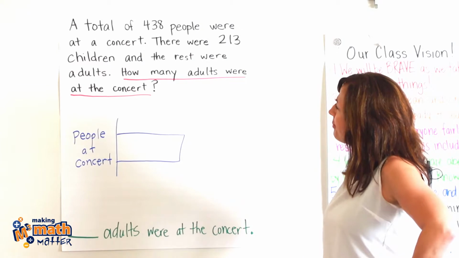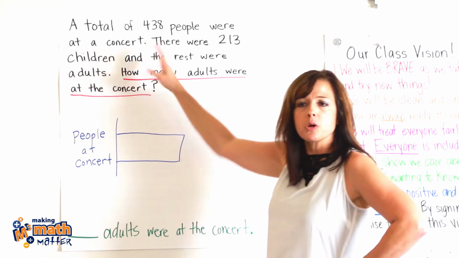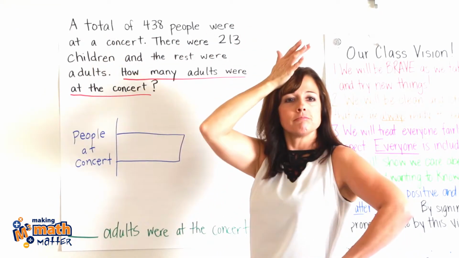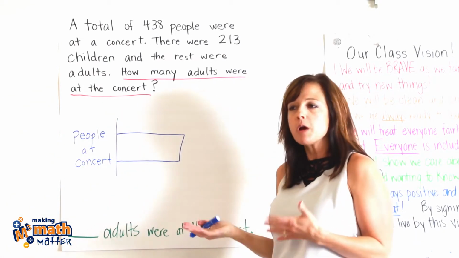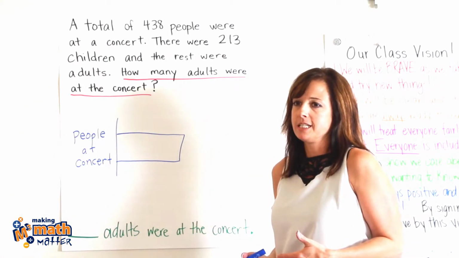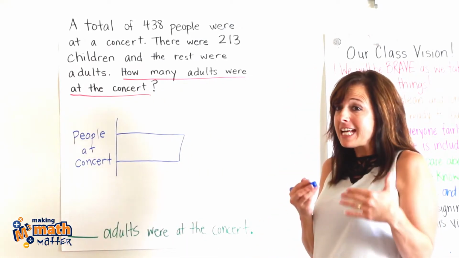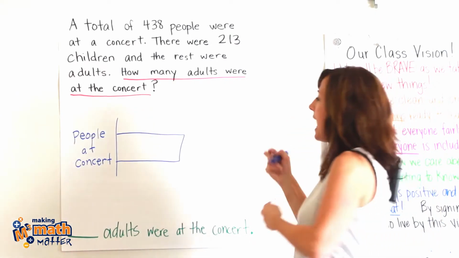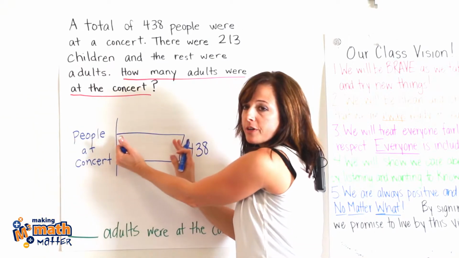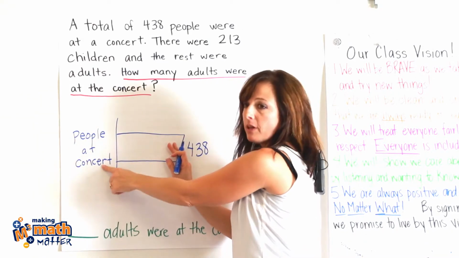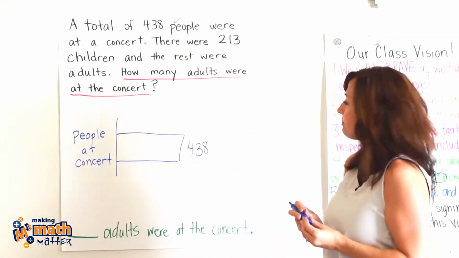So, do I know the total number of people at the concert? Well, let's go back through our problem. A total, there's the word total. A total of 438 people were at a concert. Where do I put the total if I know it? Do you remember? Yes. At the end. It's not like the last problem where we had a question mark. Now we actually know that this bar is 438 people at the concert. So we actually knew the total of the people.